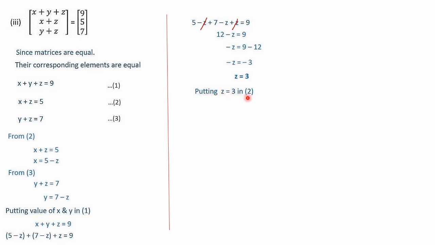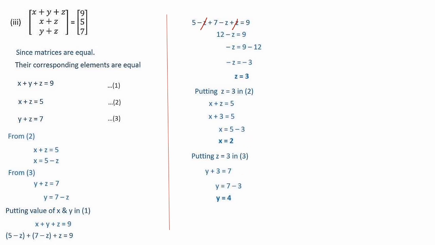Then z is equal to 3 in second equation if you put here, then x plus z is equal to 5. From here x plus z value is 3, so x plus 3 is equal to 5. X is equal to, take this 3 to the right side, it comes as 5 minus 3, so x is equal to 5 minus 3 is 2. Then putting z is equal to 3 in equation number 3, y we will get. So y plus 3 is equal to 7. From here y is equal to 7 minus 3, plus 3 bringing to the right side means minus 3. So y is equal to 7 minus 3, that is equal to 4.